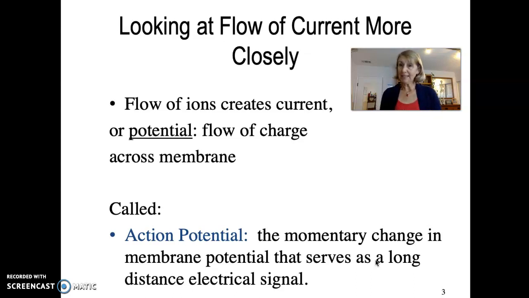To define it, we would say it's the momentary change in the membrane potential, because the membrane in itself has charge. So that charge is going to change. Okay, so it's that momentary change in that membrane potential that's going to serve as a long distance electrical signal. Okay, charge.